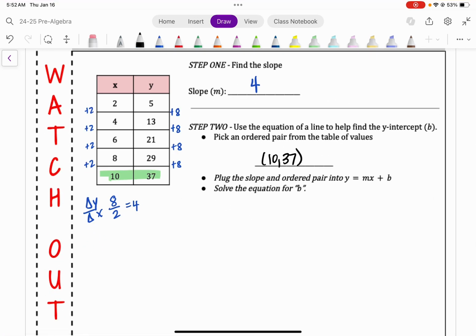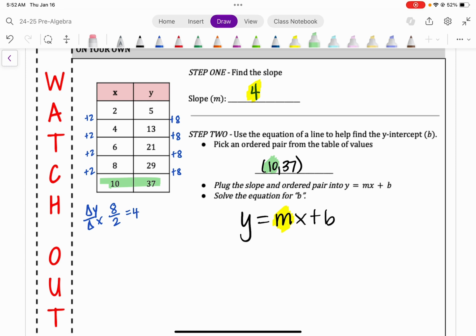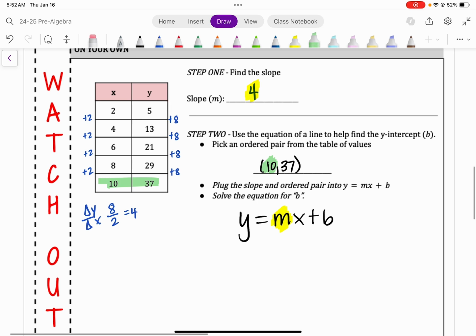I'm going to plug in the slope and the ordered pair into y equals mx plus b. So there's a lot of substituting here. 4 is my slope. It's going to go where m is. 10 is a y value that's on the line, so 10 goes there. Oops, I said y value, I meant x value. 10 is my x, and 37 is my y value.